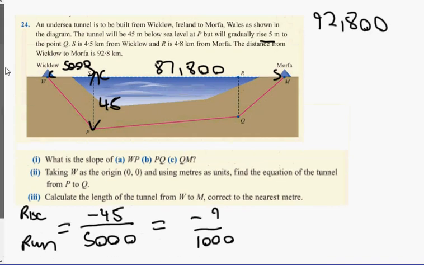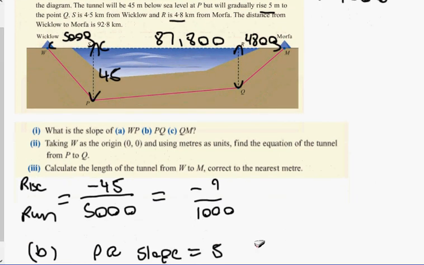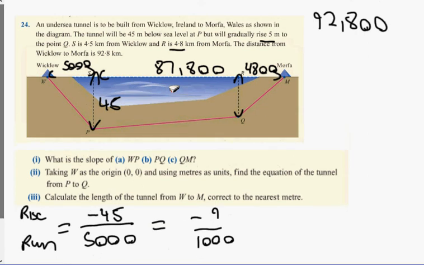Q to M. Okay. What information have I not used yet? 4,800, perfect. Now, I need to find out what it is from here to here. That's the problem at hand. It's 40. No, it's 45 minus 5. Oh, sorry, guys, I got that wrong. The slope isn't 5. It says a gradual rise of 5 metres. So you're right, I misread that question. It's actually 40 metres, okay?